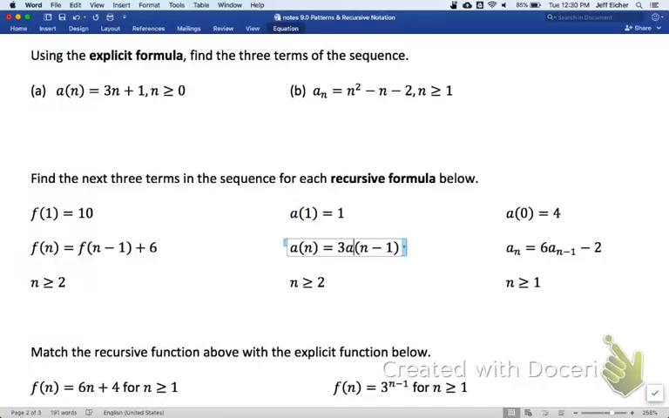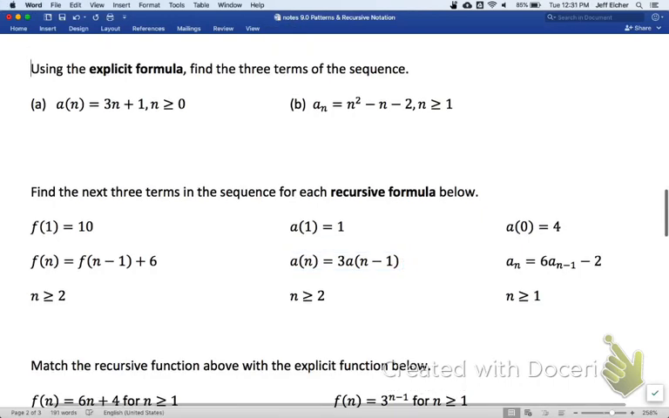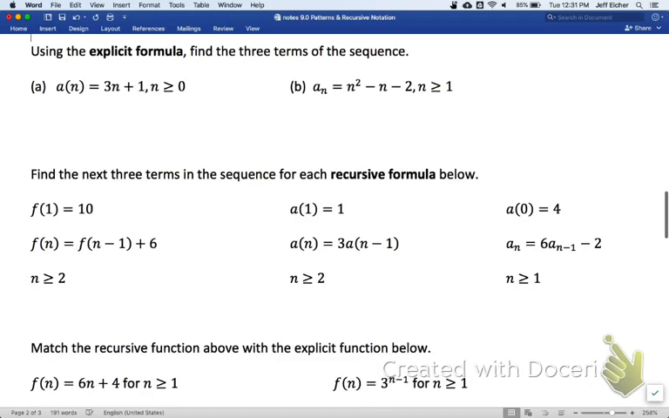Mr. Eicher here to talk about a couple practice problems, making sure you understand what recursive functions are, how they differ from explicit functions, explicit formulas, and making sure you understand the notation. So let's get started in this section of our notes. Make sure you're taking some good notes, help yourself out. Using the explicit formula below, find the first three terms of the sequence.